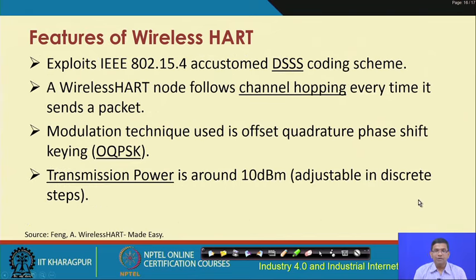Some of the features of wireless HART are that it again uses the 802.15.4 DSSS coding scheme, which I told you earlier. The node that follows wireless HART uses channel hopping every time it sends a packet, the modulation scheme used is OQPSK, offset quadrature phase shift keying, and the transmission power is around 10 dBm. So these are some of the different features.